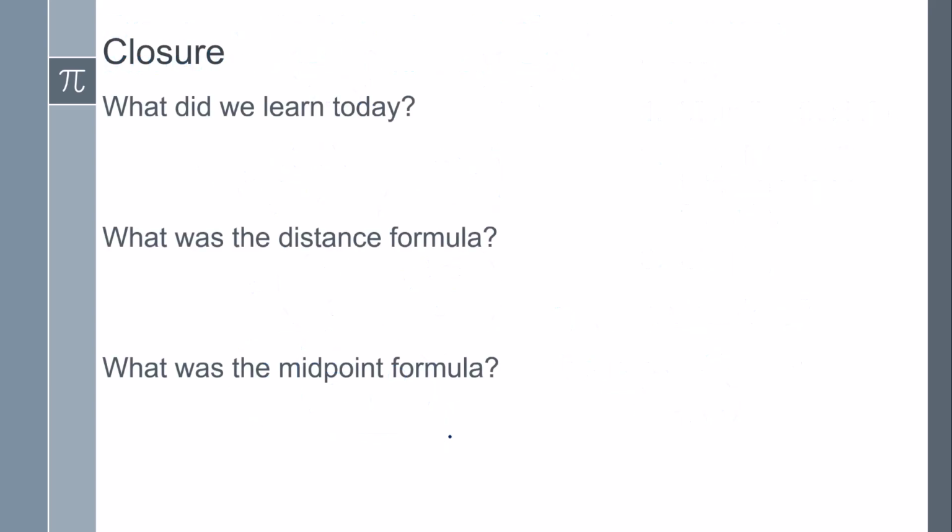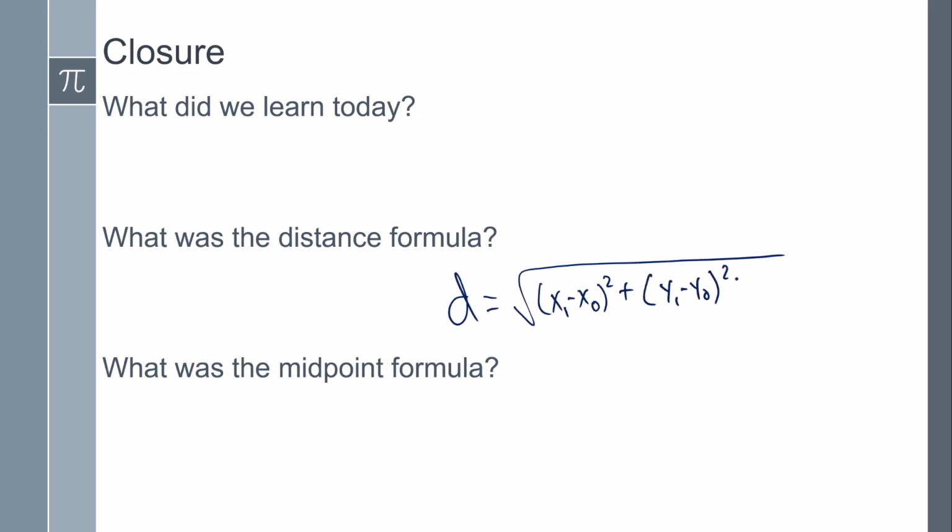So what did we learn today? We talked about how to find the distance and the midpoint between 2 points. So what was the distance formula? So that was the distance formula that we went over. Sometimes we think of it as x2 minus x1. That's okay as well. I know maybe we memorized it that way. That's fine. It's the same thing. I just started at 0 instead of starting at 1.